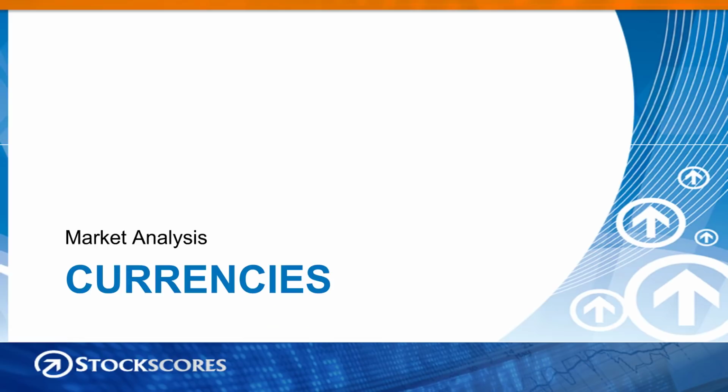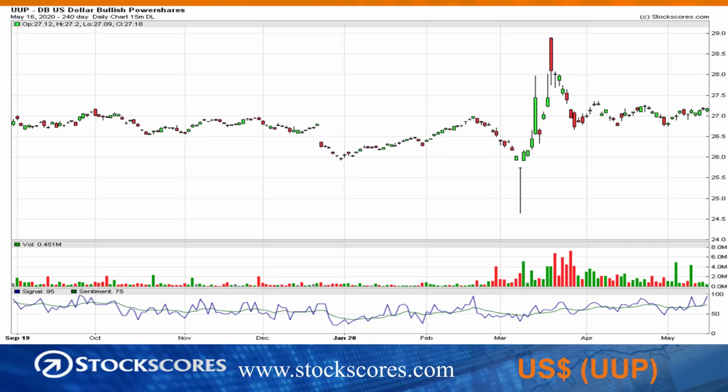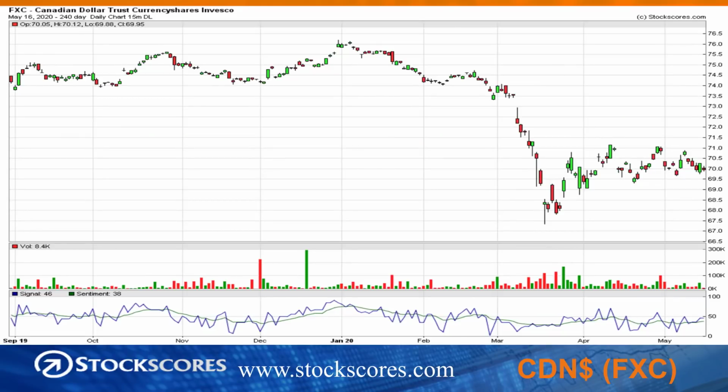On to currencies, and here we have the US dollar, which had lots of volatility around the crash, and it's now normalized. We're basically going in a sideways range. US dollar looks relatively stable. Looking at the Canadian dollar, also relatively stable.